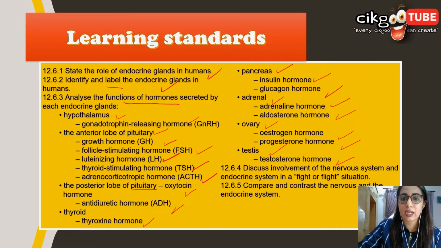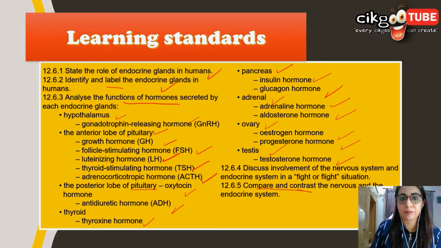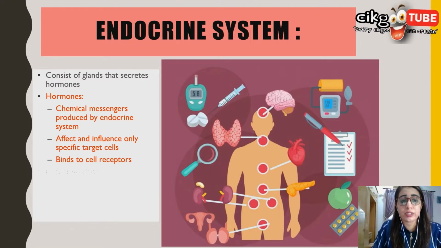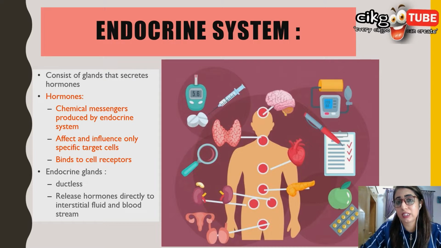Then you have to discuss the involvement of the nervous system and endocrine system in a fight or flight situation, and compare and contrast the nervous and the endocrine system. What's the difference between them? The coordination system of the body needs cooperation between the endocrine system and the nervous system. Both systems play an important role in maintaining homeostasis. Even though they have different functions, they interact and complement each other to regulate and coordinate all processes and activities in the body.